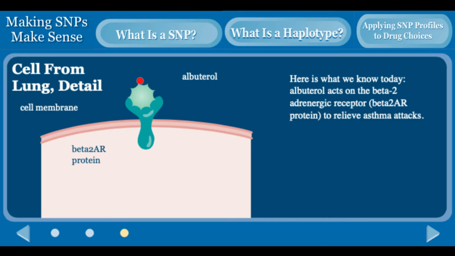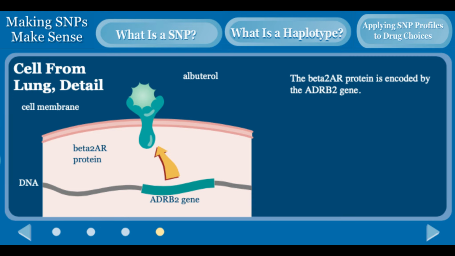At a cellular level, we know that albuterol functions by acting on a specific receptor called the beta-2 adrenergic receptor, or beta-2AR, located on the cell membrane in the lungs. So here is the albuterol, and this is the receptor. The beta-2AR protein is encoded by the ADRB2 gene, which you see here.